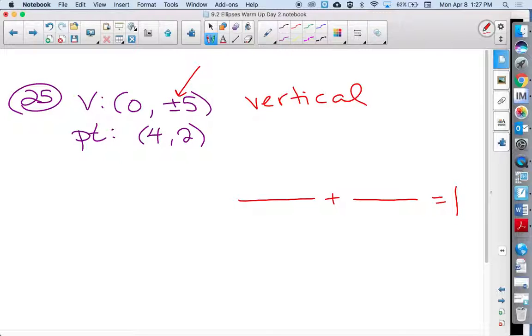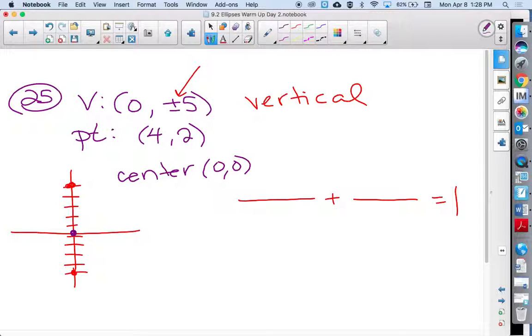So I know that the bigger number has to go underneath the y term. What else do we know just by looking at those vertices? So we know it's vertical. Virginia? A is 5. Yeah, A is 5 because, Virginia, the center is? The center is the origin. Yeah, the center is in the middle of these. And in the middle of 0, 5, and 0, negative 5 is 0, 0. So our center is at 0, 0. The distance from the center to one vertex is A, which is 5, because that distance there is 5.